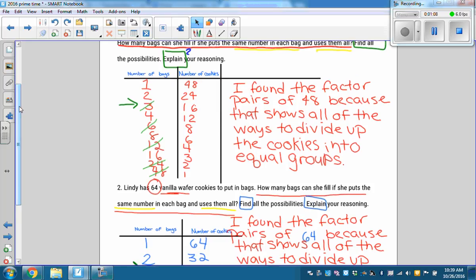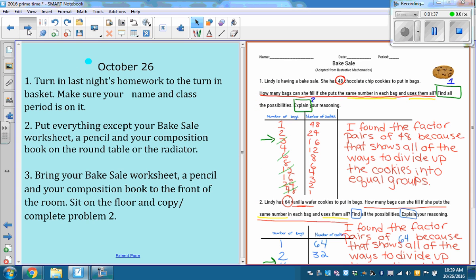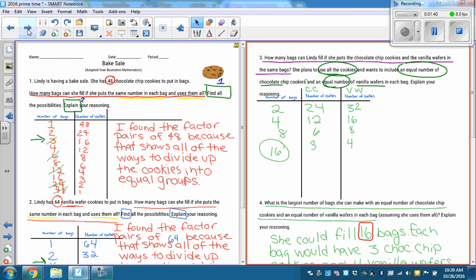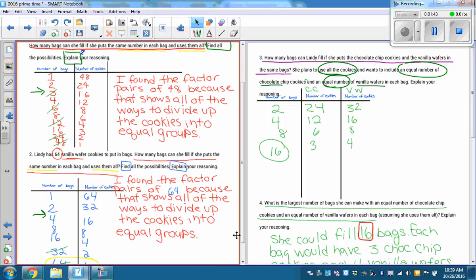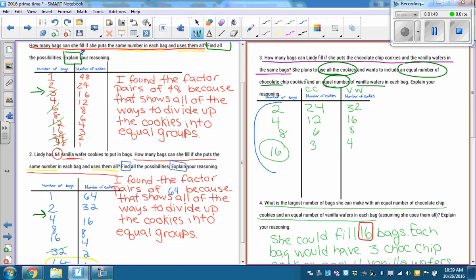And we talked a little bit about a sense of justice, that everybody's party bag, for example, should have the same amount of chocolate chip cookies as each other's party bag, and should have the same amount of vanilla wafers. So an example being that we looked at all the different factor pairs to divide up 48 chocolate chip cookies and 64 vanilla wafers, but in the end, when we looked at all the factor pairs on the left, we figured out that the common factors are these numbers on the right.